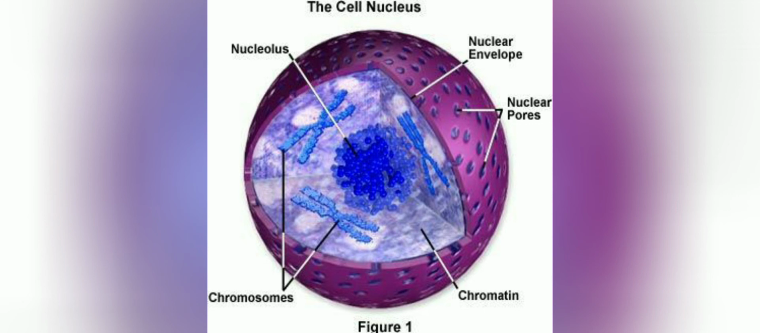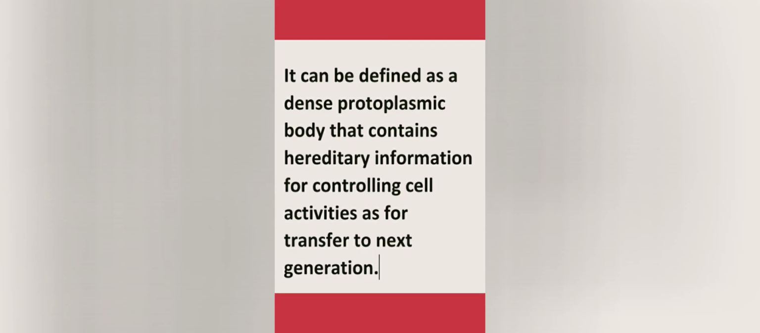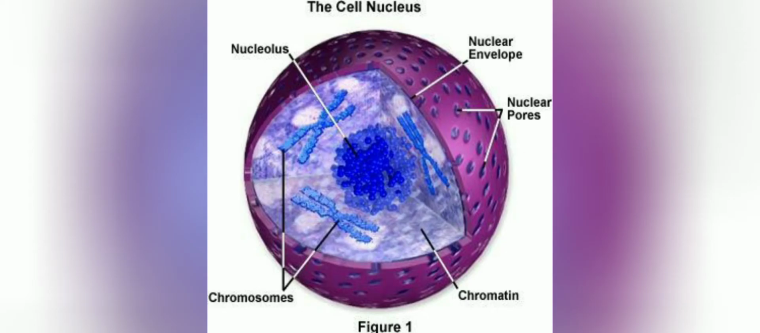You can see the structure of the nucleus here. It can be defined as a dense protoplasmic body that contains hereditary information for controlling cell activities, as well as for transfer to the next generation. Means that it contains what? Hereditary material that can be transferred from the parent to the offspring. Right? It is the largest cell structure, which is oval or spherical in outline. You can see the spherical cell nucleus in the picture.